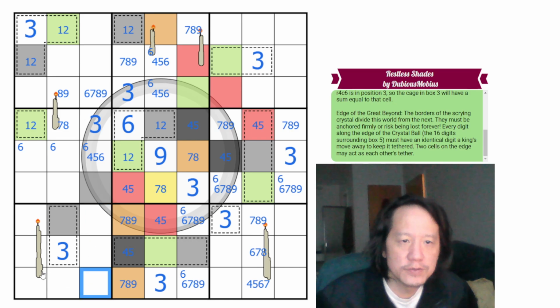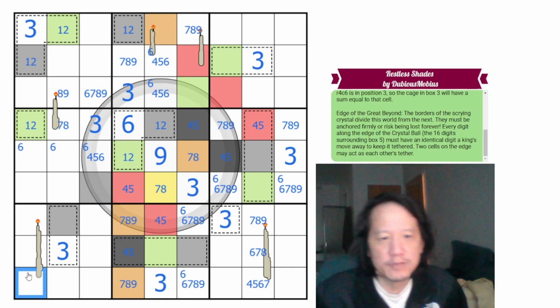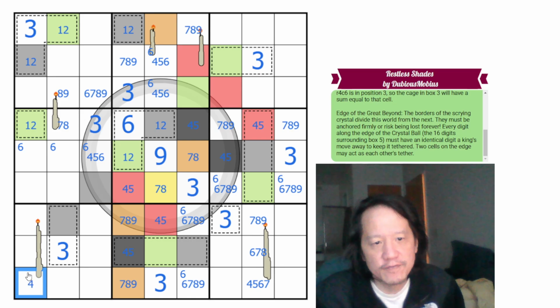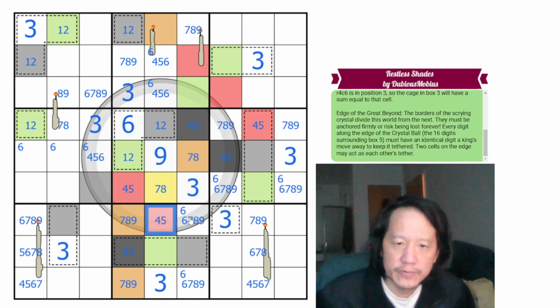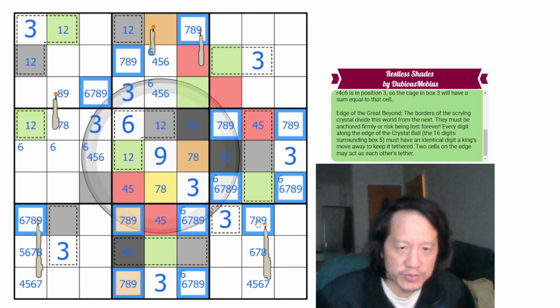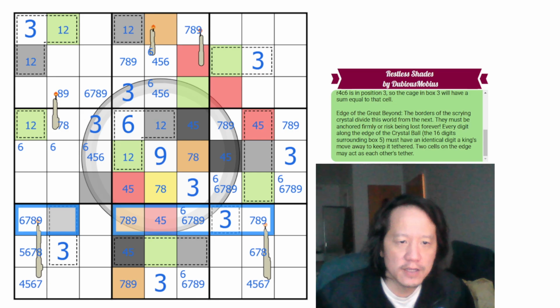Blue. Okay, so this cannot be 1, 2, or 3. So the minimum amount here would have to be a 4, which would mean the minimum here would be a 5. The minimum here would be a 6. The max would be a 9, down to an 8, down to a 7. So that's possible there. We have 4 digits here that form a quadruple, which is 6, 7, 8, and 9 in row 7.